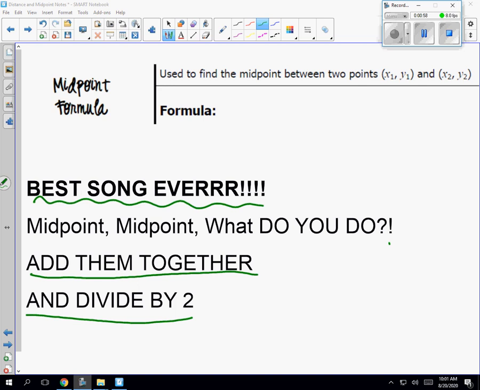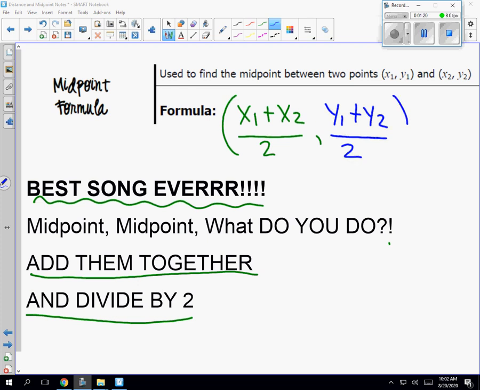The formula, based off the song, is that you add them together. So you add the coordinates, all your x's together, and divide by 2, and then your y's, y1 and y2, and divide them by 2. Add them together, divide by 2, and then you have a midpoint coordinate. So your midpoint is its own coordinate, and with 2 other coordinates, you're finding the middle coordinate of it. So you add the x's together, divide by 2, add the y's together, and divide by 2.